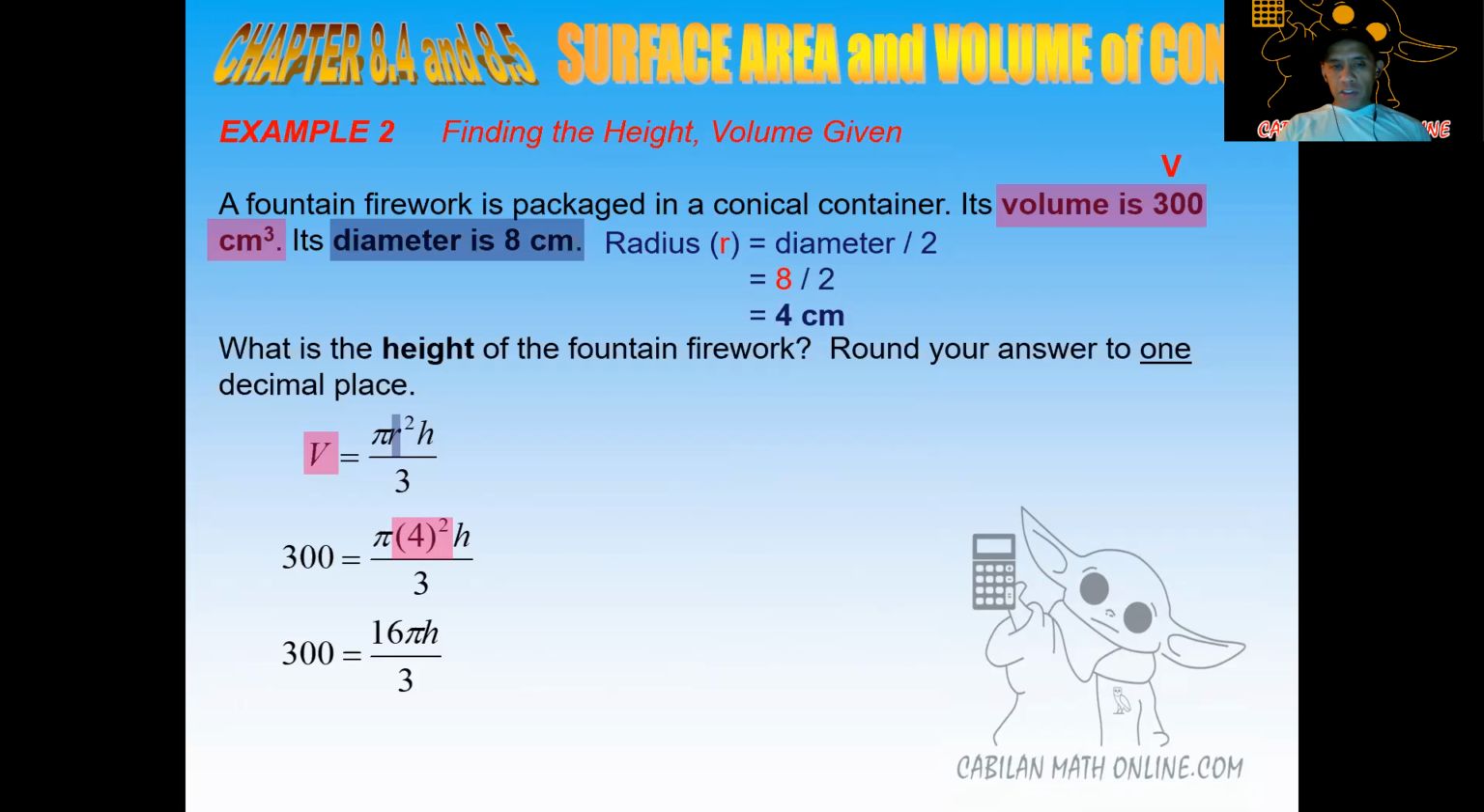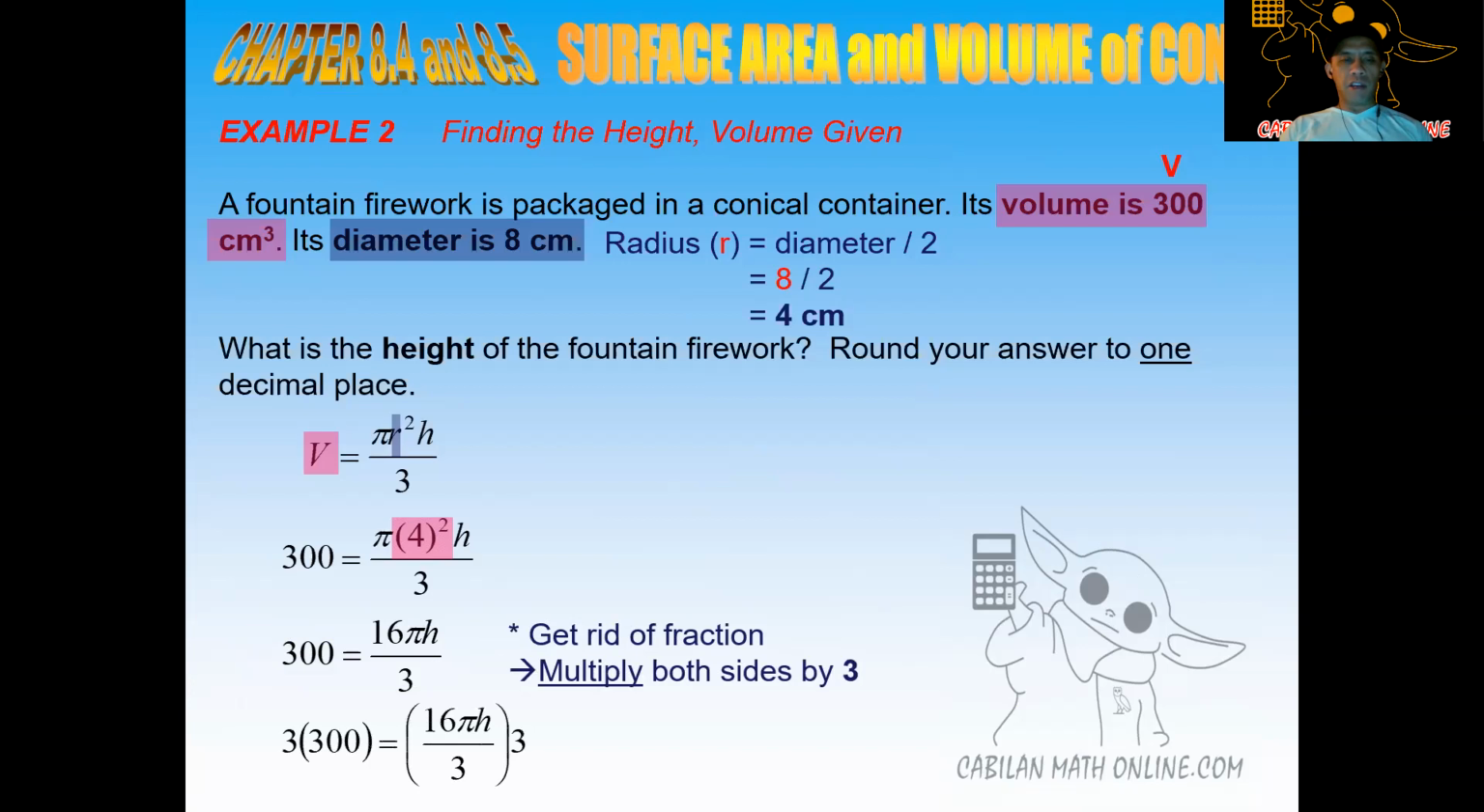So the next thing we want to do here is to get rid of the fraction. Remember, you always get rid of a fraction by multiplying both sides by the denominator. So we do that. We multiply both sides by the denominator, and it cancels out the 3s on the right side here. And we're left over with 900 is equal to 16 pi h.